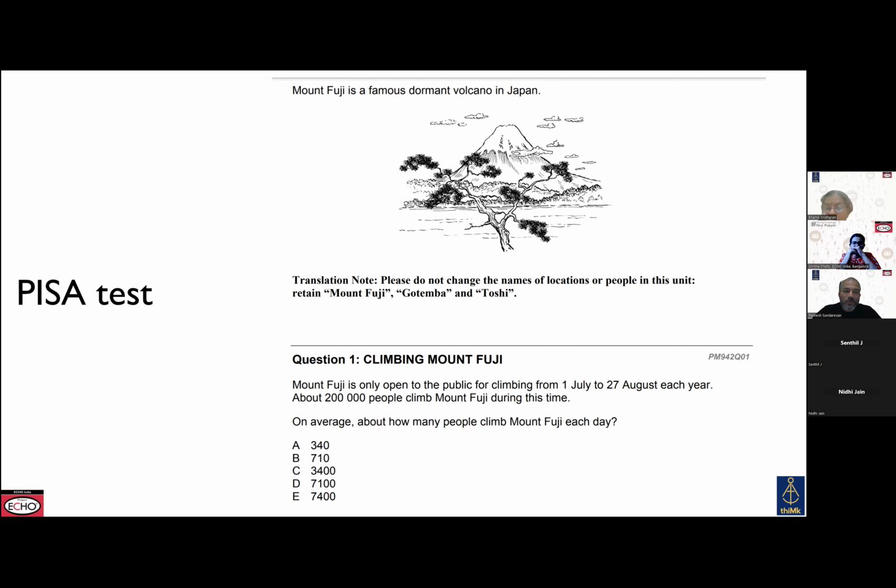Now, this is a question which was asked in a PISA test. And a very, very large proportion, I'm not asking you to compute it here, a very large proportion of children from India really failed on this particular question.